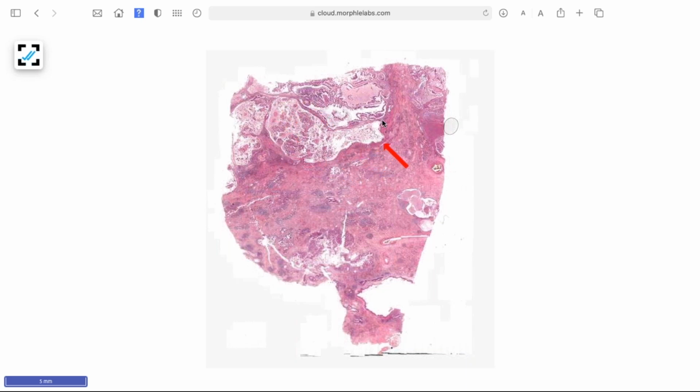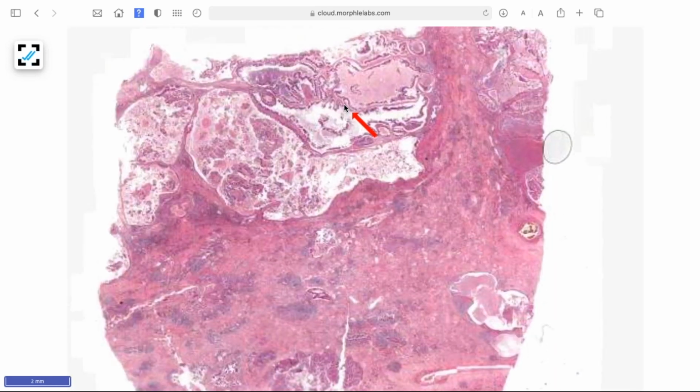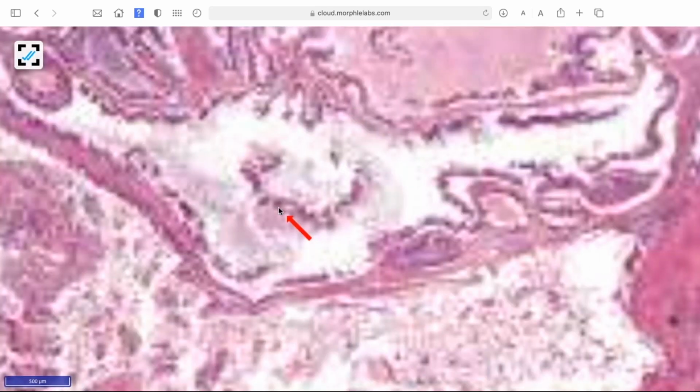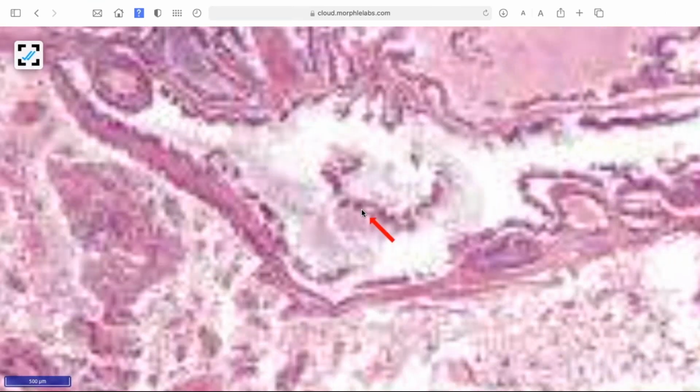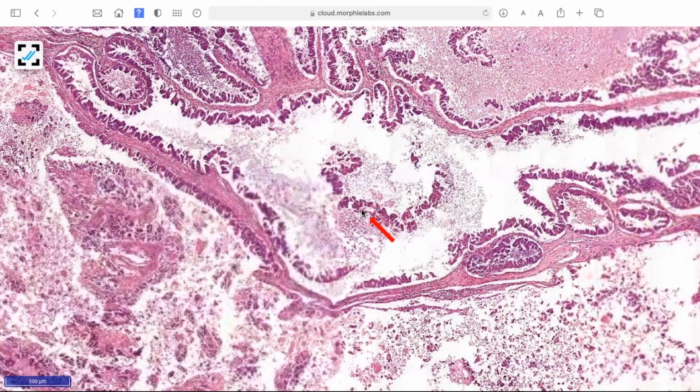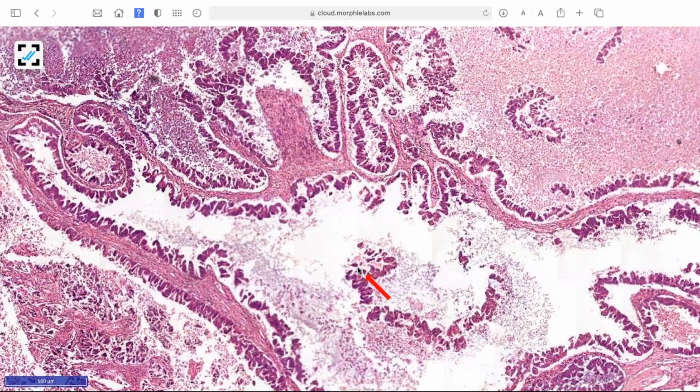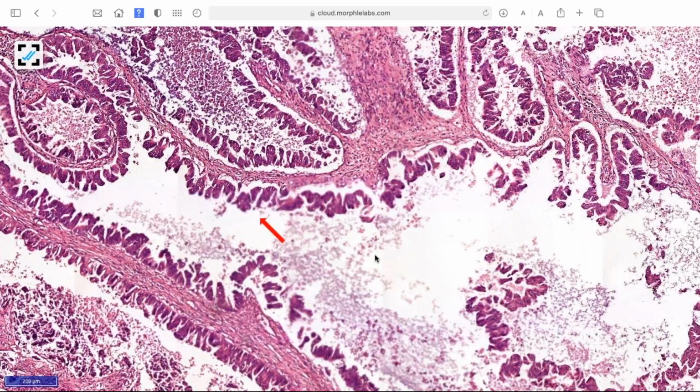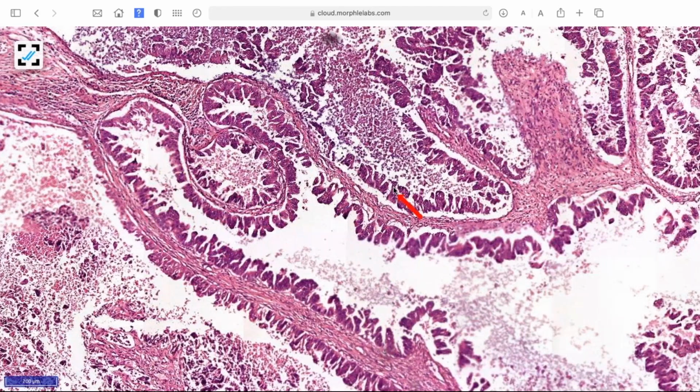And this shows a cystic space. Even in this low power, you can see the papillary pattern. So this is adenocarcinoma. You can see nice cystic spaces lined by papillary processes with the central fibrovascular core. That central fibrovascular core is very, very important.